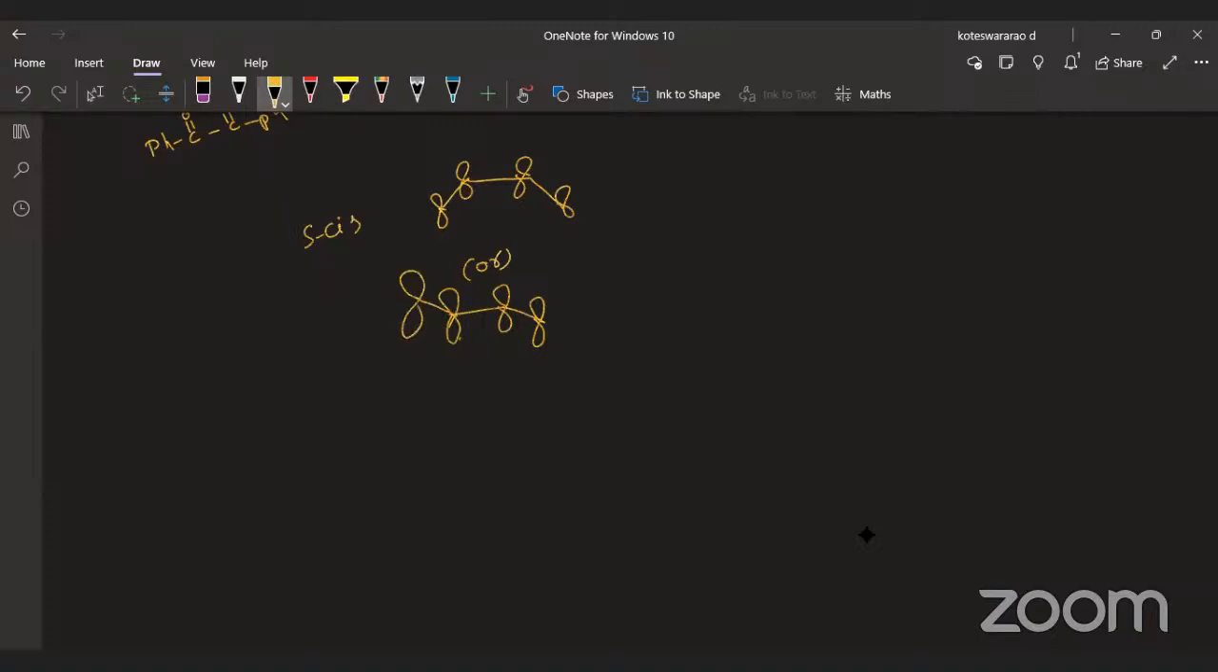Now, all 4 carbons have sp2 hybridized atomic orbitals. These are undergoing linear combination of atomic orbitals, LCAO. The 4 atomic orbitals are combined together, and that leads to the formation of 4 molecular orbitals.